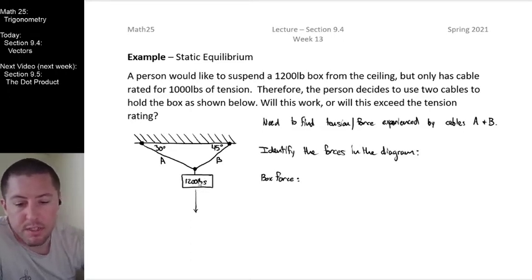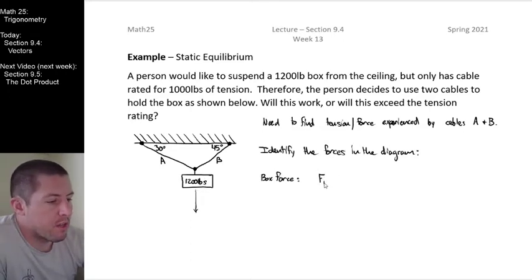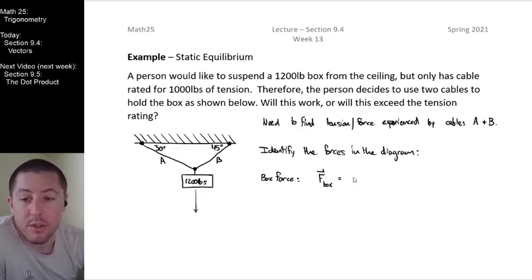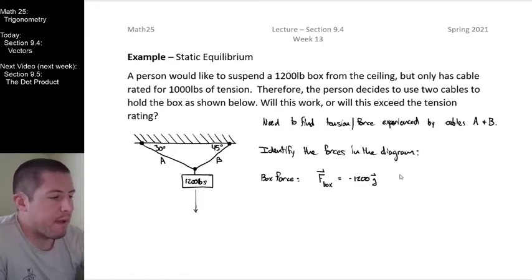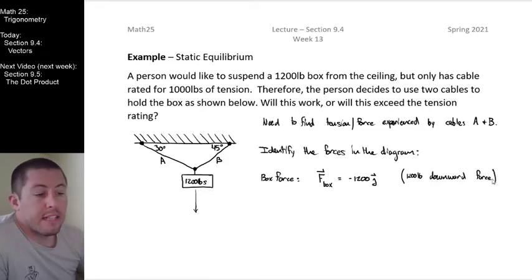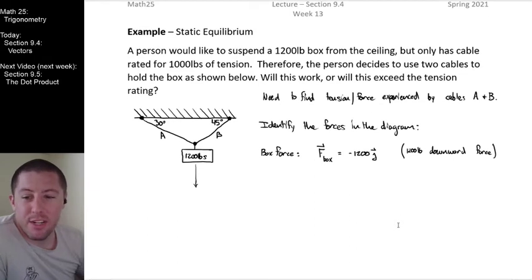Pounds is a measurement of force. So I think I can say that my force associated with the box, I'm going to make this a vector, should be a strictly downward force. So it's only going to get a j component. It should be downward, so it's going to be negative, and the magnitude of it is 1,200. Right? So our box force is a downward force at 1,200 pounds. That's our easy one right there. It's the force that's going in one of our perpendicular directions. Very, very easy to state.